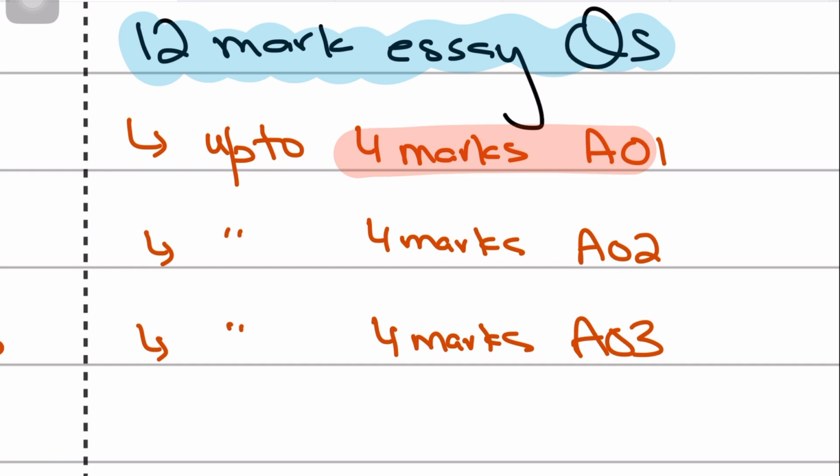That is, you have provided sufficient knowledge and understanding of the topic that is being asked in the question, or the narrative in the question. Then 4 marks are for assessment objective 2, that is analysis.